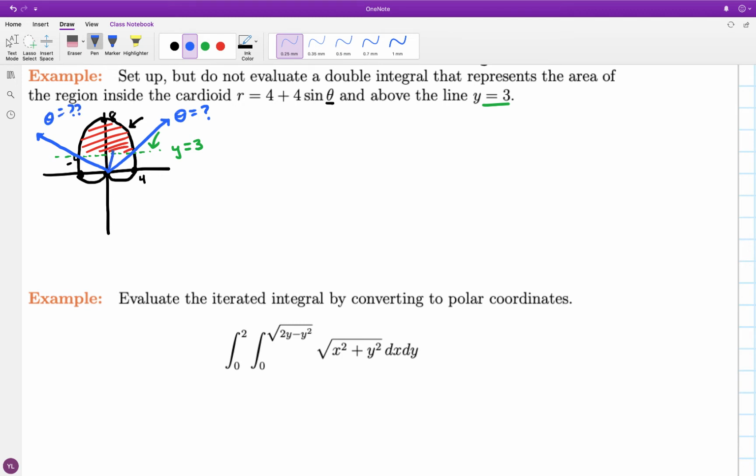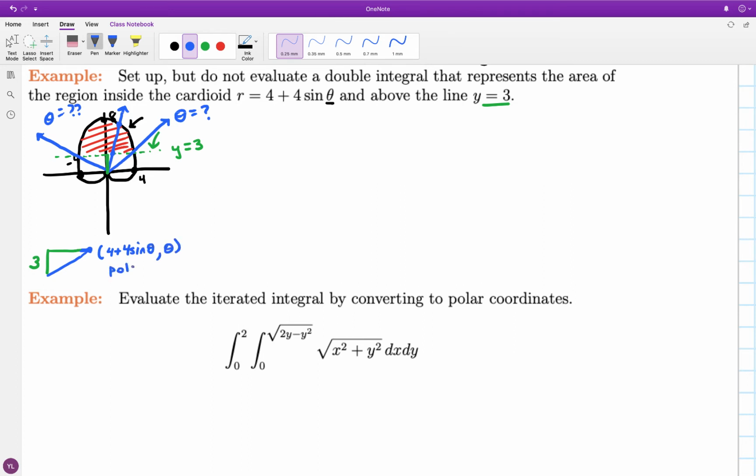So I need to figure out what these theta bounds are, and then I make a ray in between those two theta bounds and see where it enters and where it exits for the r bounds. So I'm just going to copy this triangle from the picture to get a better sense of what the theta should be. I'm understanding that this point here on the cardioid has polar coordinates given by the function. So the r value should be 4 plus 4 sine theta if the theta value is theta.